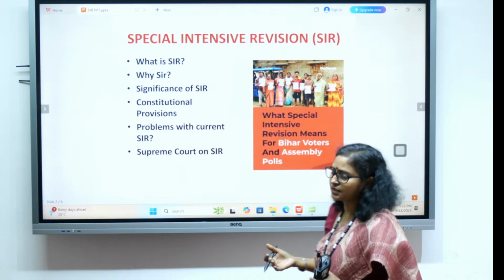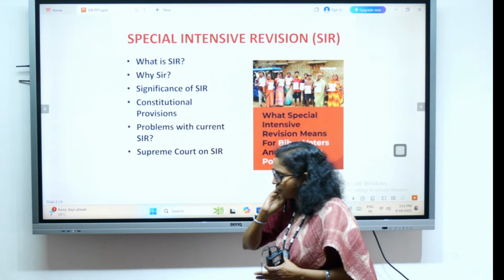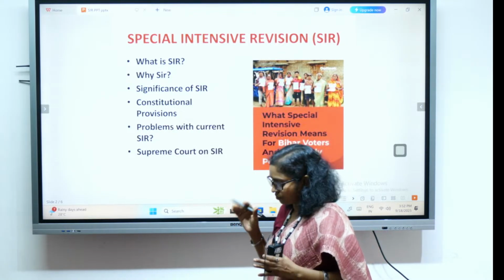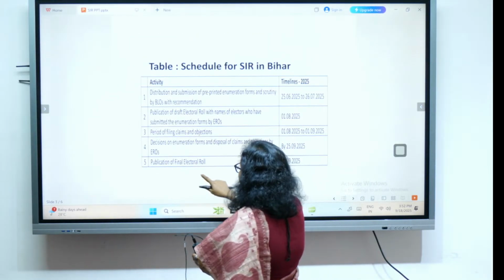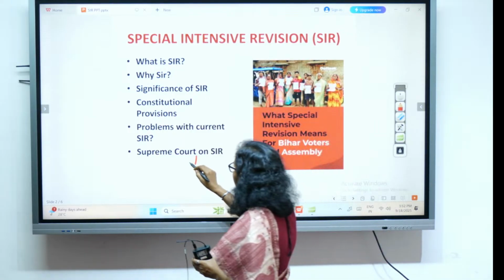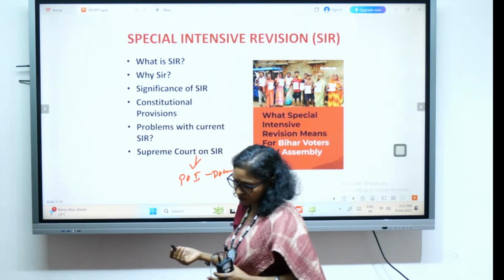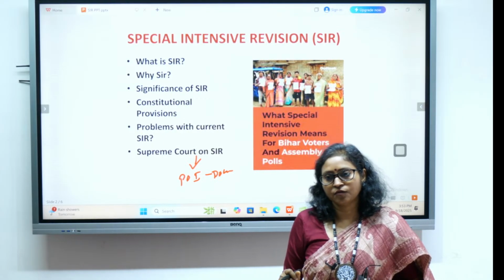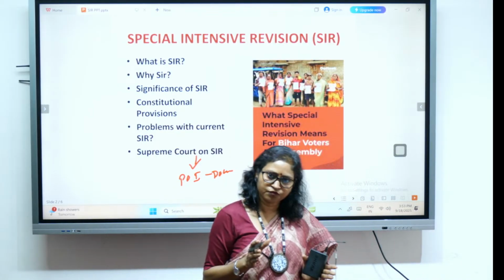Significance: we have seen the constitutional provisions, Article 324, 326, and then the statutory provisions also. Problems with the current SIR: the issues of disenfranchisement and exclusion, particularly for the poor and marginalized communities. And then what has the Supreme Court said on SIR? Particularly the issue was related to the proof of identity, the documents mentioned, which many people may not have. Aadhaar was excluded from the acceptable forms of proof of identity, and the Supreme Court has directed that the Aadhaar card must be considered as a proof of identity.